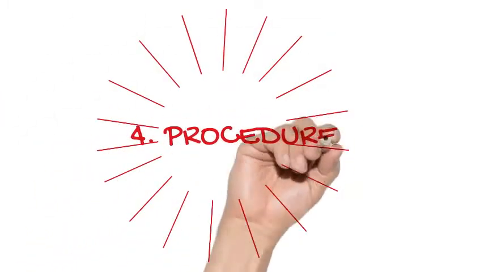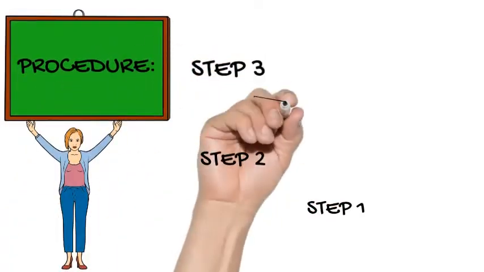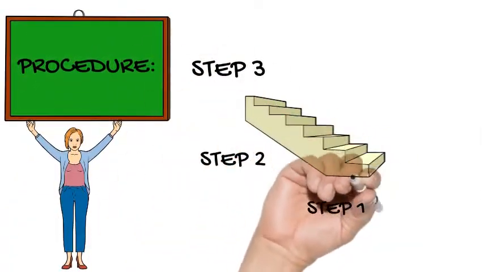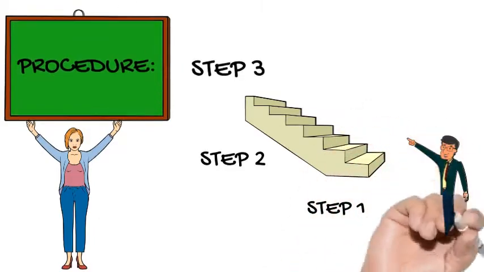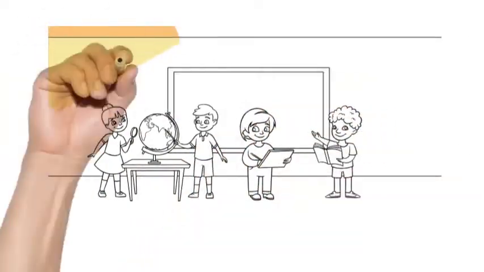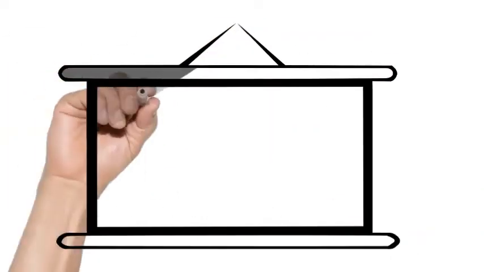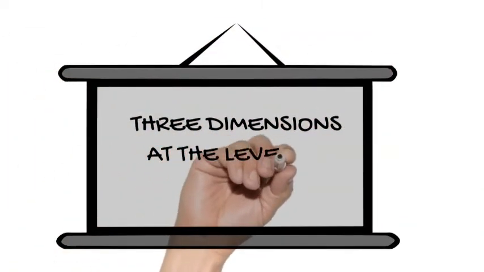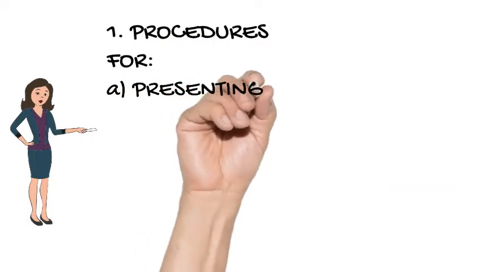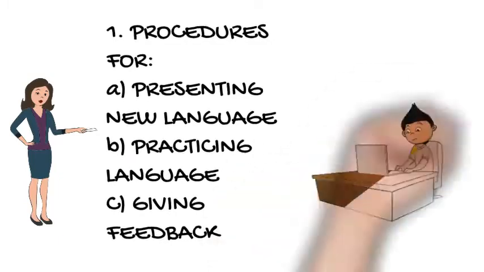Next in our list is procedure. Now, a procedure is an ordered sequence of steps. The procedure encompasses the moment-to-moment techniques, practices, and behaviors that operate in teaching a language according to a particular method. That is when you say, first you will do A, then you will do B, and don't forget to do C. There are three dimensions to a method at the level of procedure. This means that we have different procedures for presenting or clarifying new language. We have procedures for practicing language, and we also have procedures for giving feedback to learners.